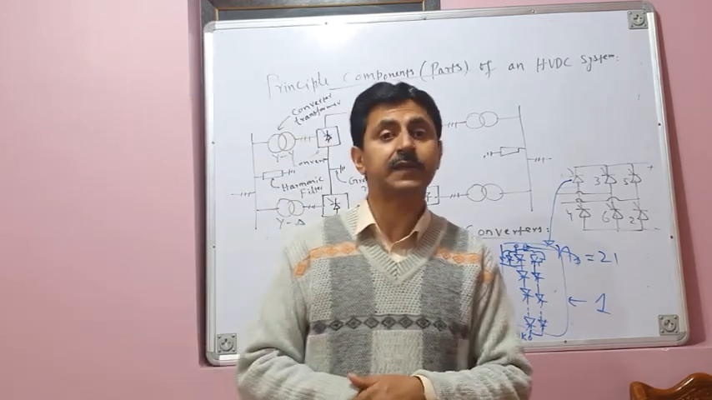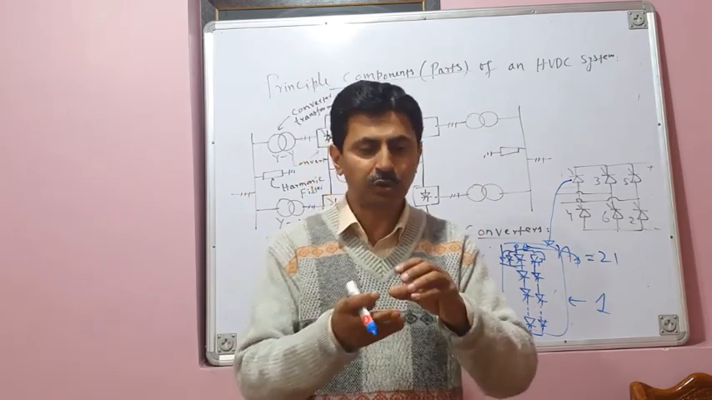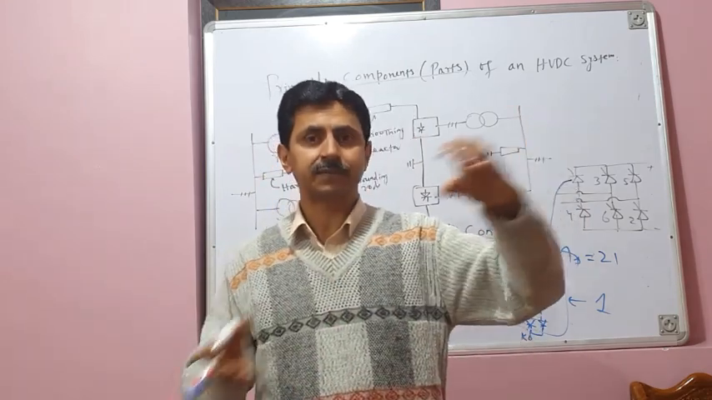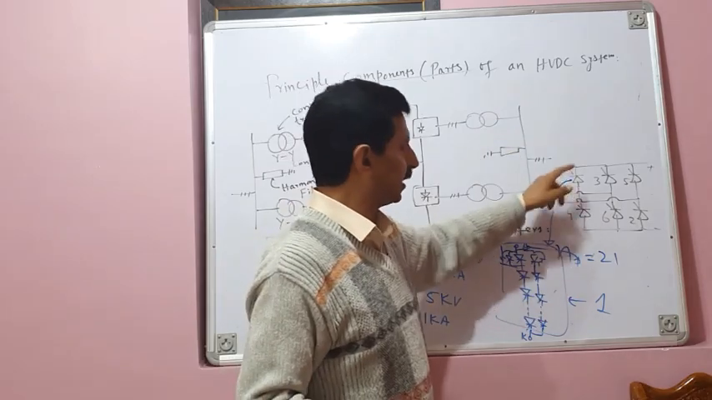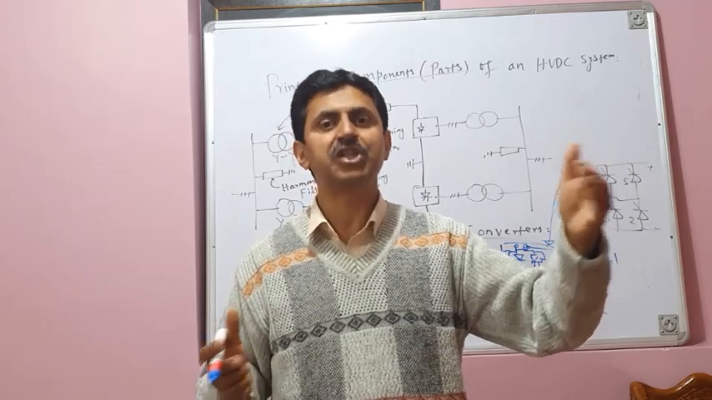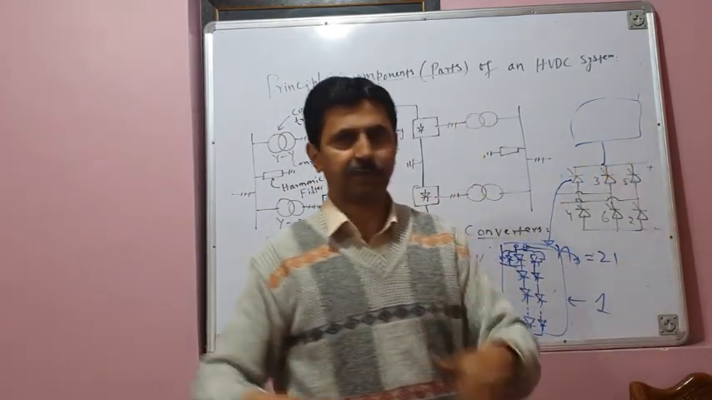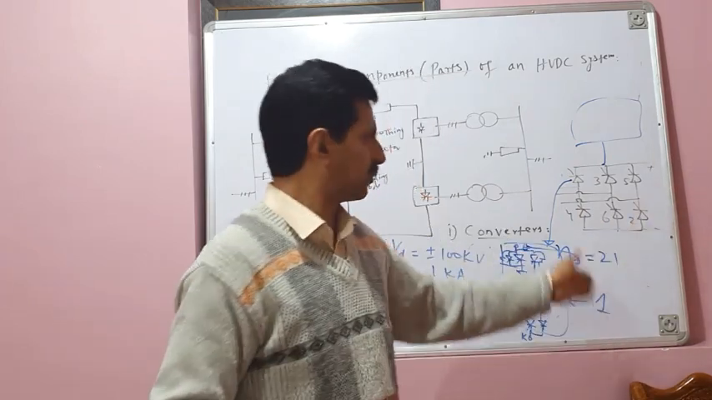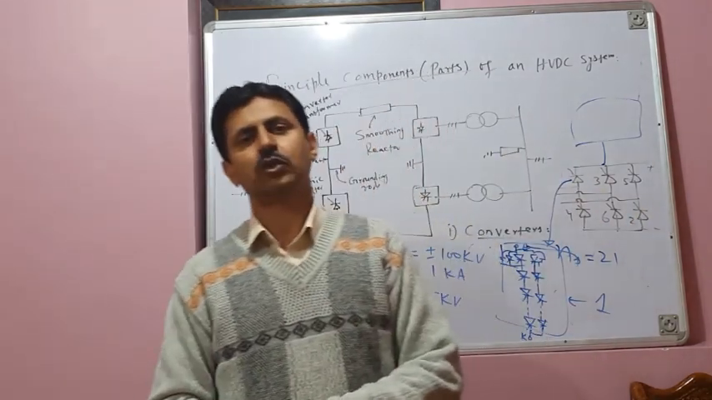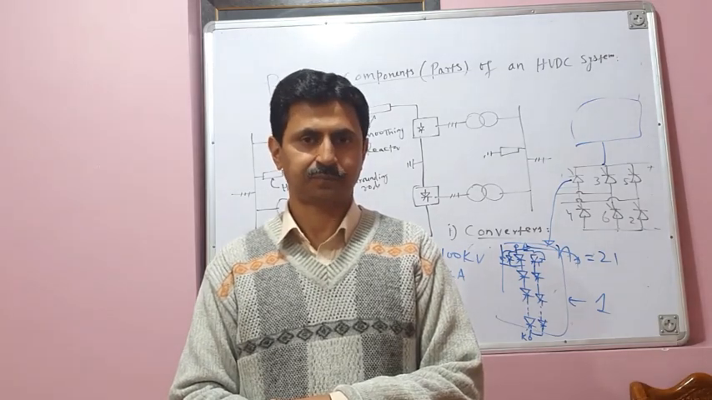And if you have to increase the voltage rating of a converting station, what is the option? You put valves in series. You already have one valve, say here. You put another valve in series, or you put converter bridges in series. You have one bridge, put another bridge in series. Or a combination, meaning both options. So that will increase the voltage rating of your converting station.